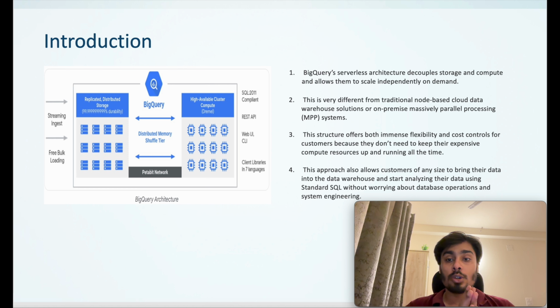This approach also allows customers of any size to bring their data into the data warehouse and start analyzing their data using standard SQL without worrying about database operations and system engineering.